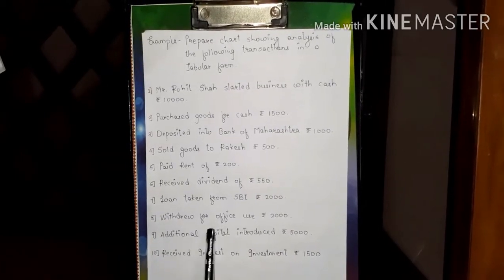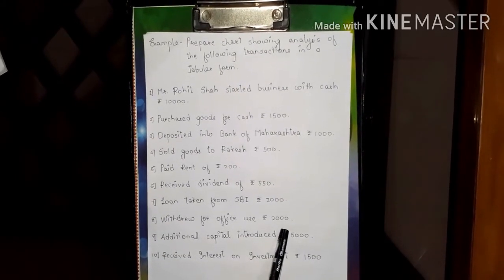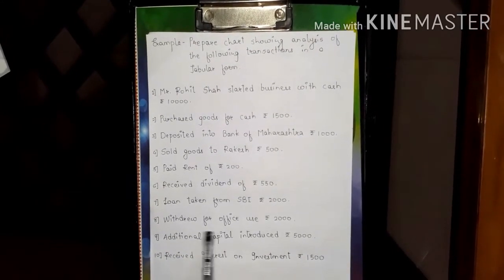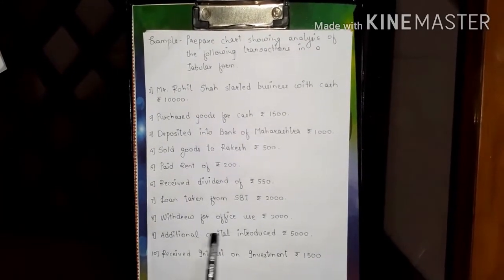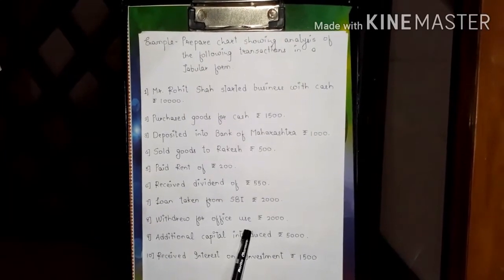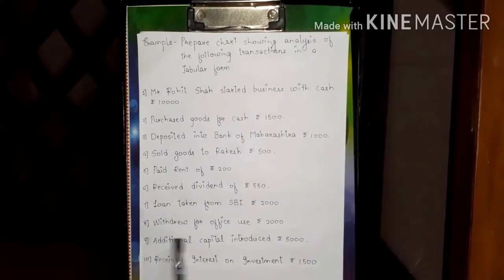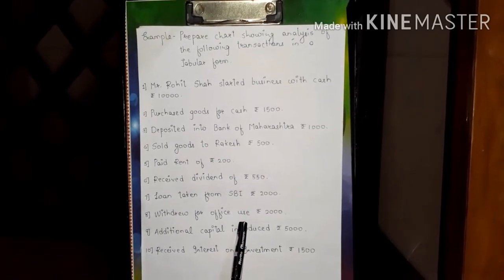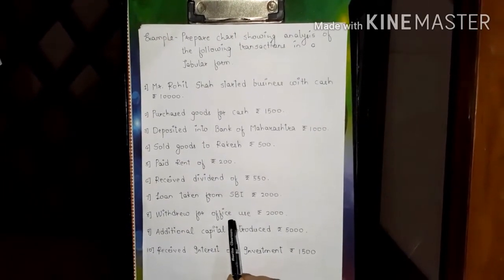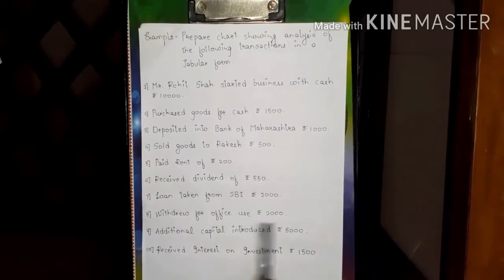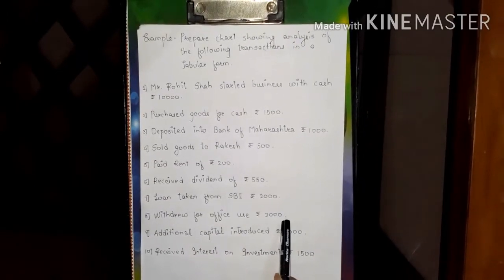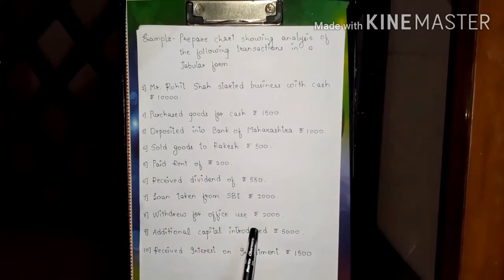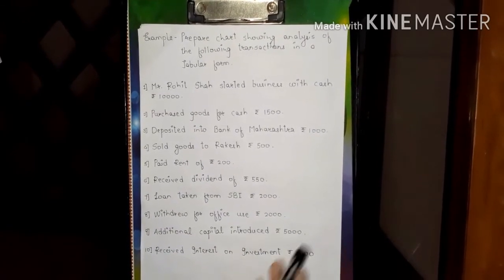Eighth, withdrew for office use rupees 2,000. Now carefully see this transaction. It is said that withdrew for office use. Now this transaction is for office purpose, not for personal purpose. If it had been for personal use, then drawing account would be affected over here, but it is being said here office use, so drawing account will not be affected over here, so don't get confused.